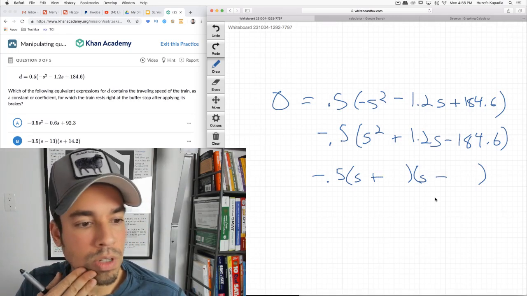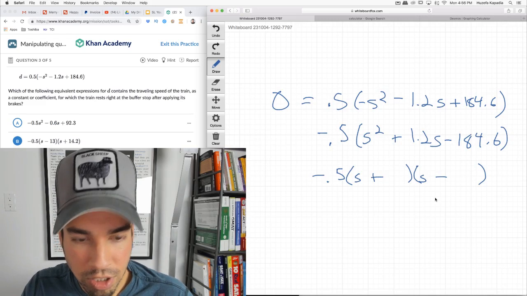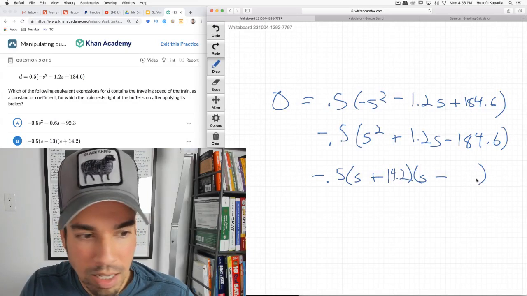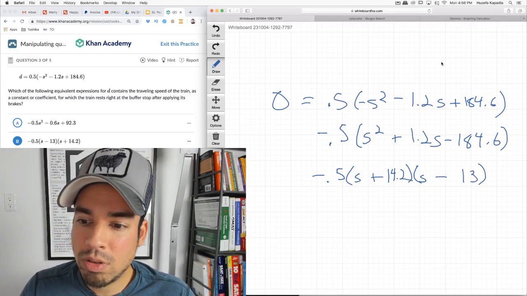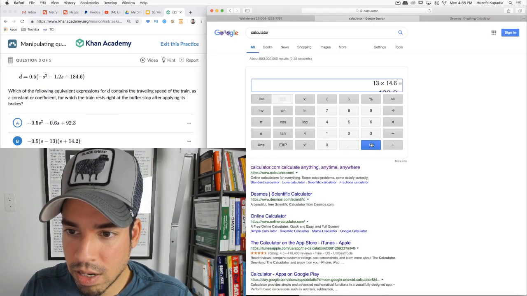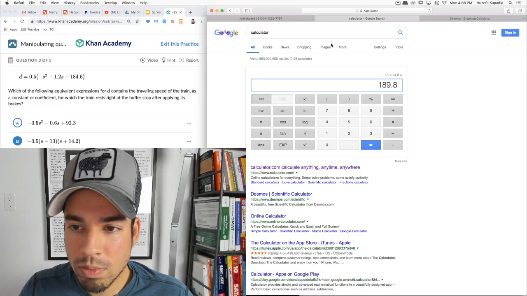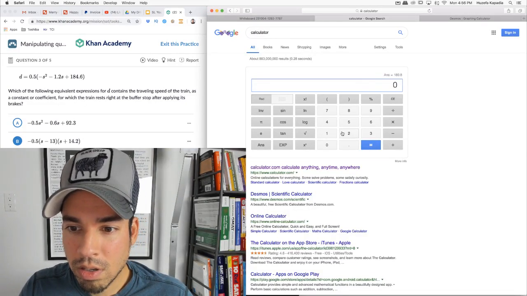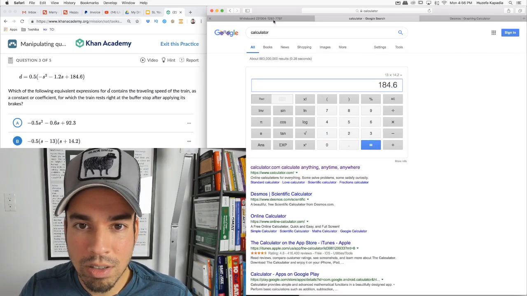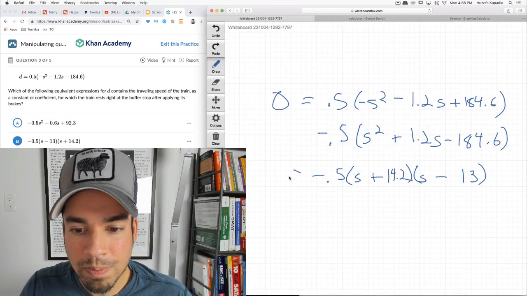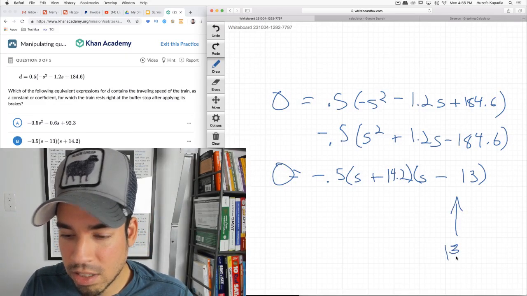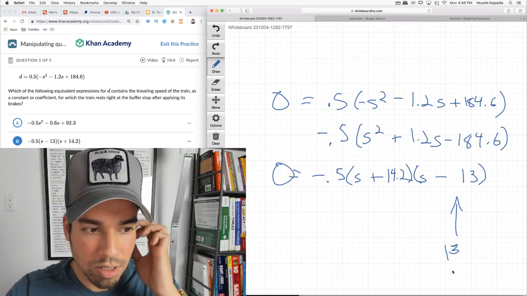All right, so what two numbers, actually, I'm going to just look at the answer and test those numbers, see if that's right. So it's a positive 14.2, which makes sense, and a negative 13. This is a calculator question, so I'm going to do 13 times 14.6. Oh, wait, did I write that wrong? Sorry, 13 times 14.2, and that's 184.6, which is that constant. Okay, so that means this is correctly factored, which means that s is going to be 13, right? So that's the speed. It's going to be 13 in order to stop right at the buffer stop.